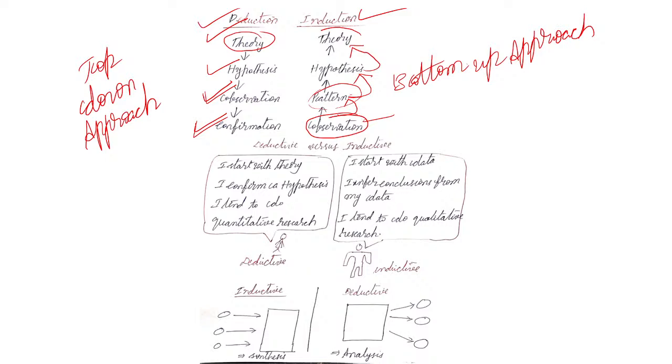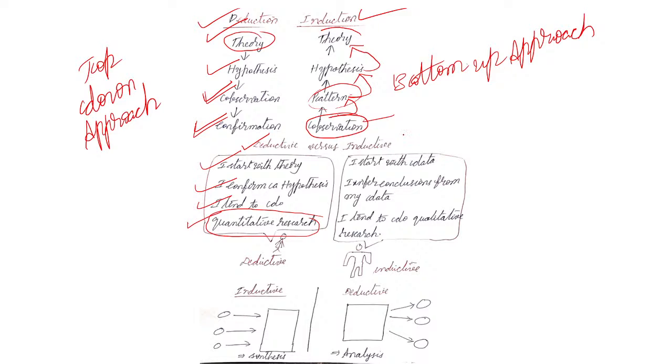Here, see the differences between inductive and deductive. Deductive starts with a theory, and I confirm the hypothesis. Deductive is always quantitative research. When we study the research aptitude topic, you will come to know clearly what quantitative research and qualitative research are. For now, please remember, deductive reasoning is quantitative research. We start with a theory, get a hypothesis, then observe and confirm.